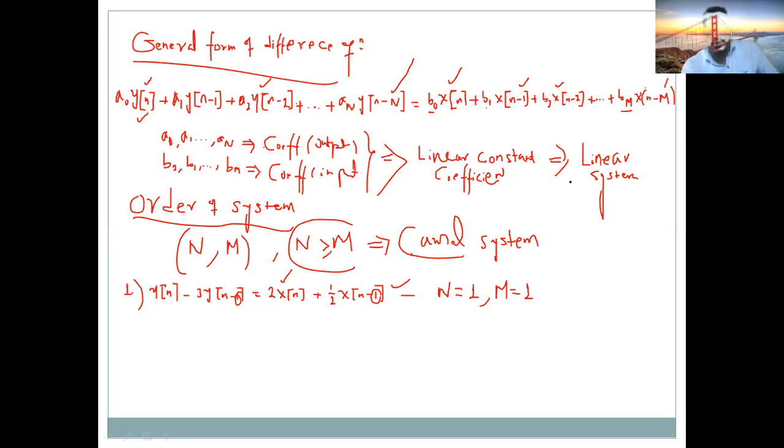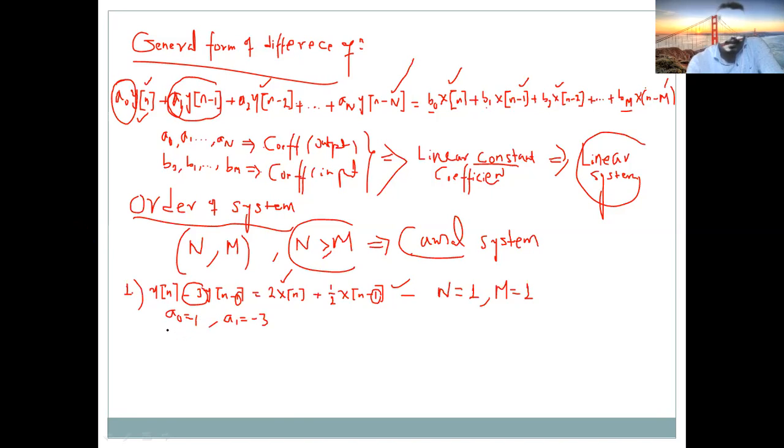In order to check whether the system is linear or not, we have to check the constants, the coefficients. What's the coefficient of y of n? 1. Coefficient of y of n minus 1 is minus 3. So A0 is 1, the coefficient of y of n. The coefficient of y of n minus 1 is A1. So how much is A1 here? Minus 3. A1 is equal to minus 3.